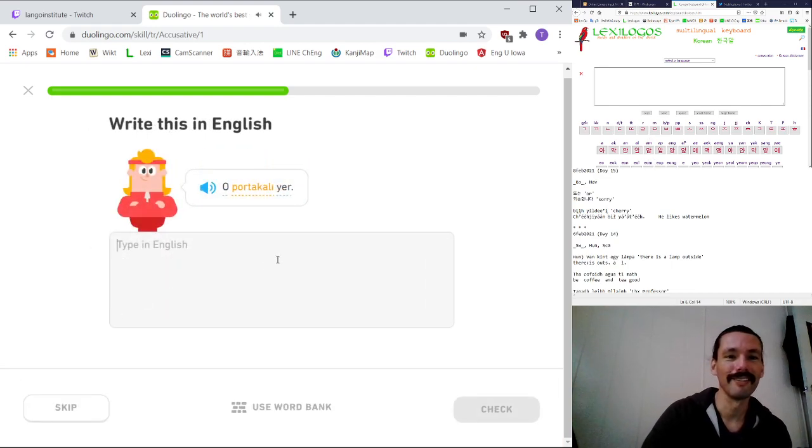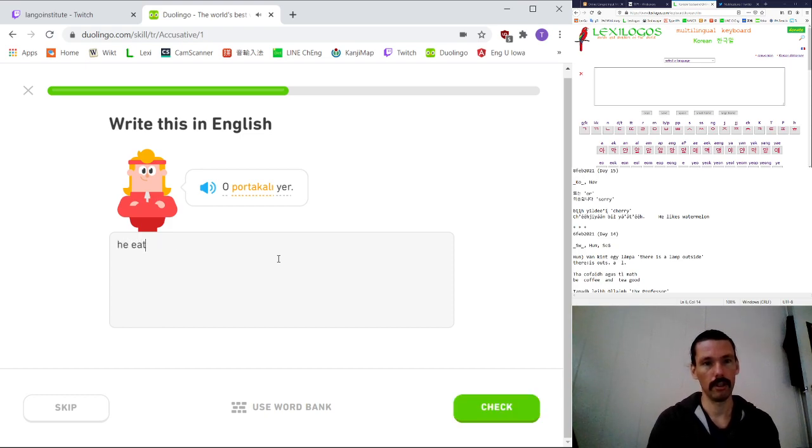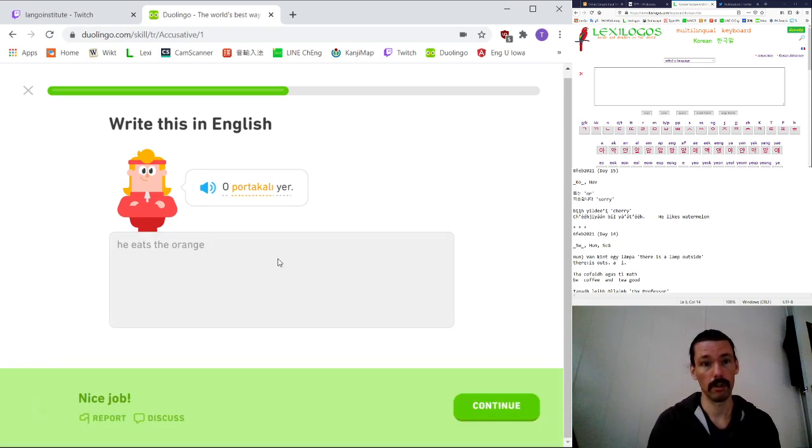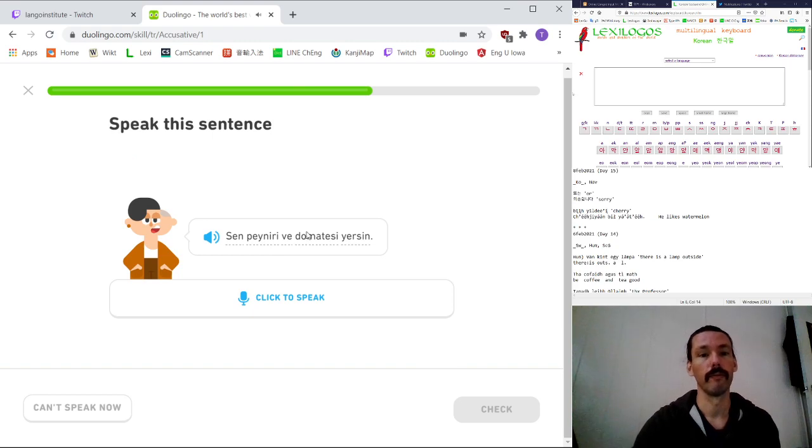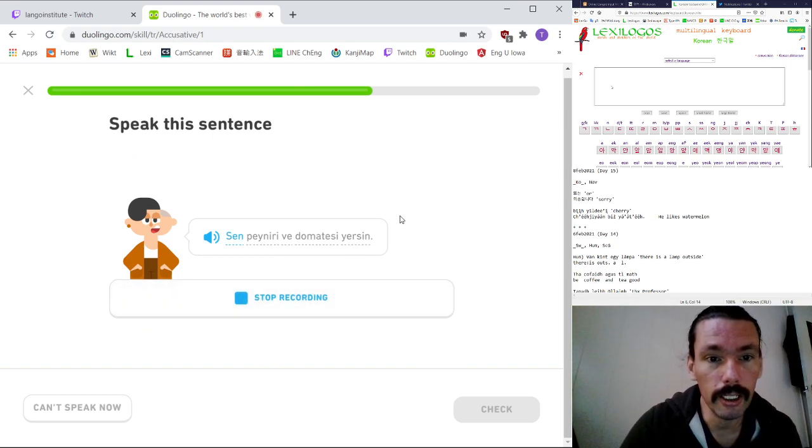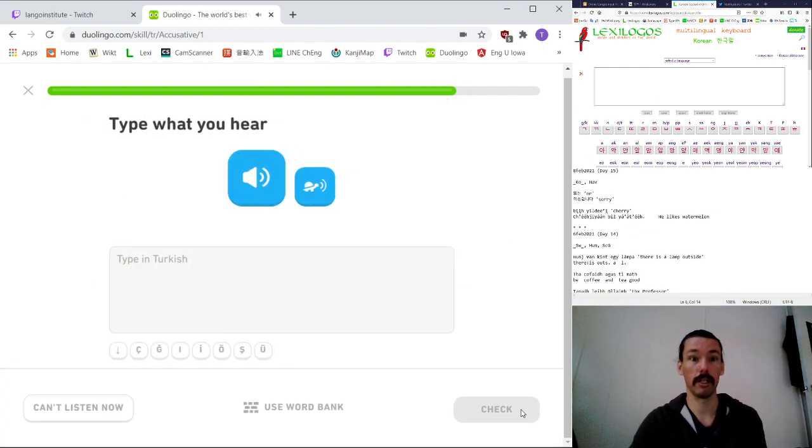O portakalı yer. It's the orange is what we want. Sen peyniri ve domatesi yersin. Ben domatesi yerim, çayı içerim.